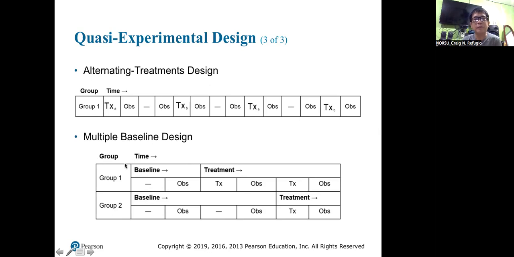So you start with group one. So no baseline information, then you do the observation, then you have the treatment and then observation, then treatment and then observation. And then group two, so we have here no baseline information, you do the observation, then you have no treatment, then observation, then you have treatment and then observation. So take note of that, multiple baseline design.